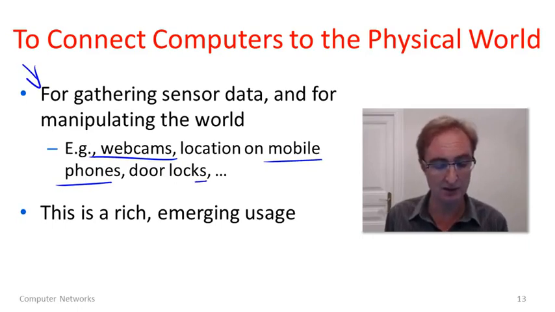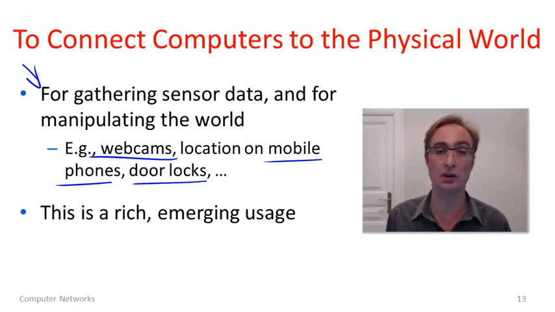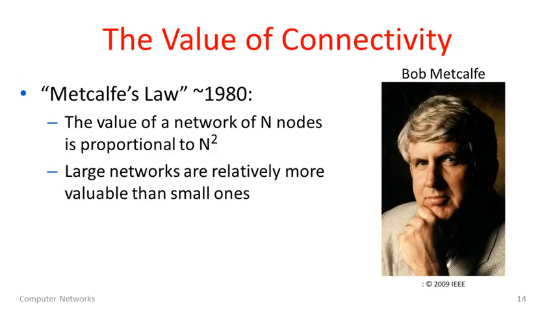Yet another example, in this case for actuation, is something like a door lock, where you can remotely send commands to the door lock on your front door, say to open it up if a friend is visiting and you're not there. This is an example of a rich emerging usage of computer networks. It's starting now, and we should expect to see a lot more of it over time.